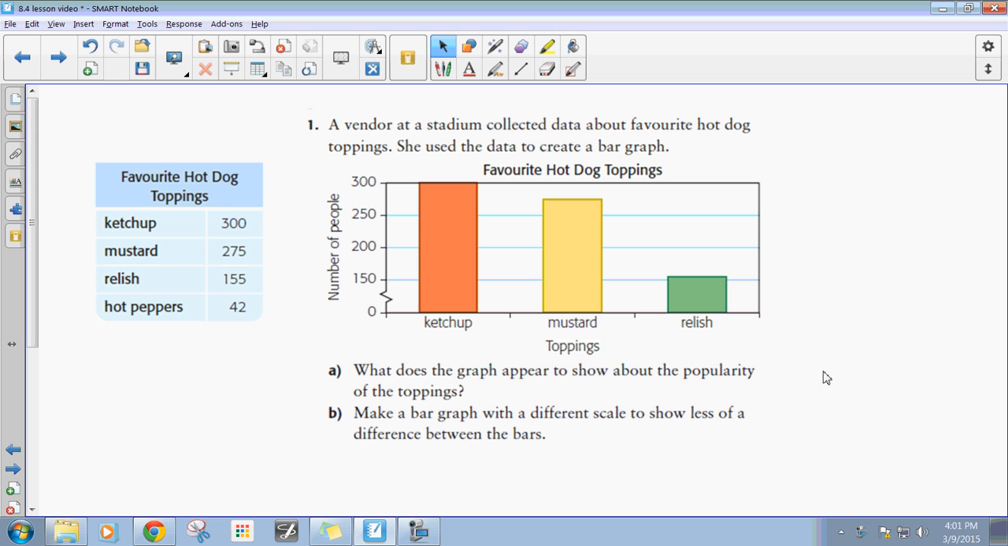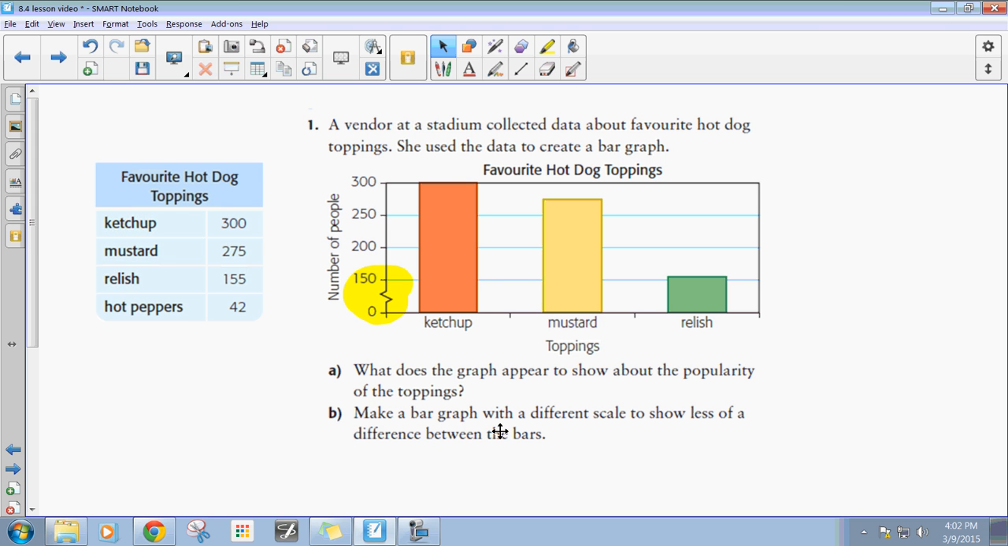The first idea is, what does the graph appear to show about the popularities of these toppings? Well, in this graph, it shows that ketchup is by far the winner. Unfortunately, having used this graph, hot peppers completely disappeared. That's because they used an axis break. So if they have broken the graph, that's usually so that they can show you in more detail something that is happening. But it's not always accurate, nor is it always correct.